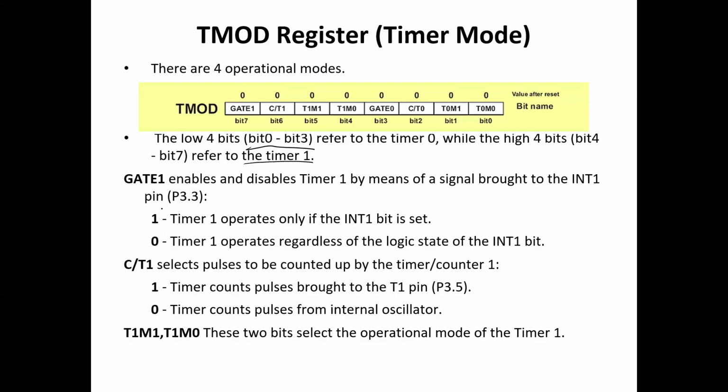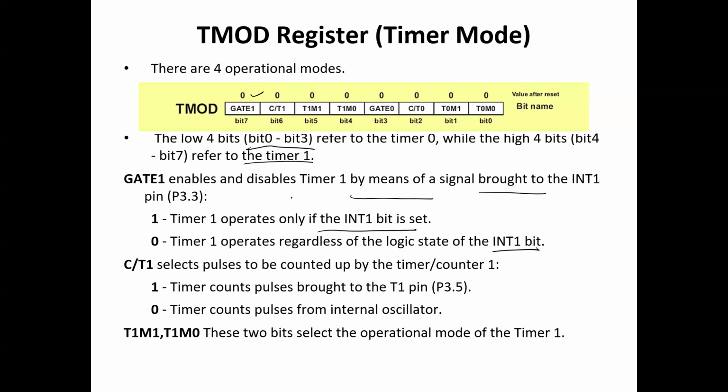Gate 1 enables and disables timer 1 by means of a signal brought to the INT1 pin 3.3. If it is 1, timer 1 operates only if the interrupt 1 bit is set. If it is 0, timer 1 operates regardless of the logic state of the interrupt 1 bit.